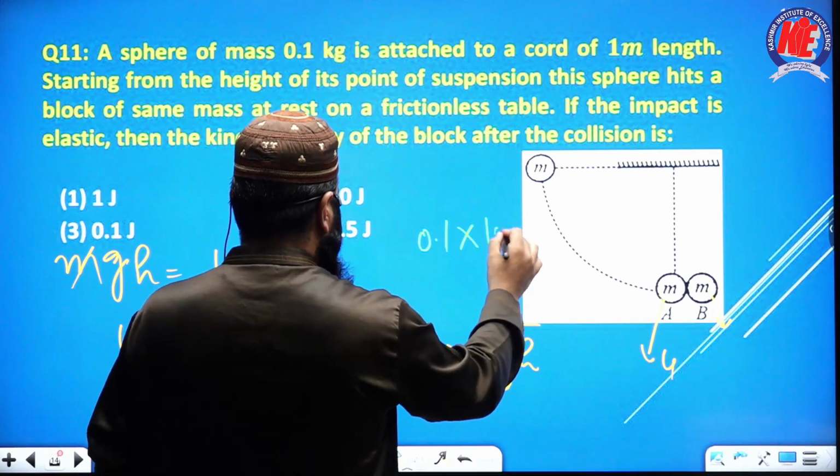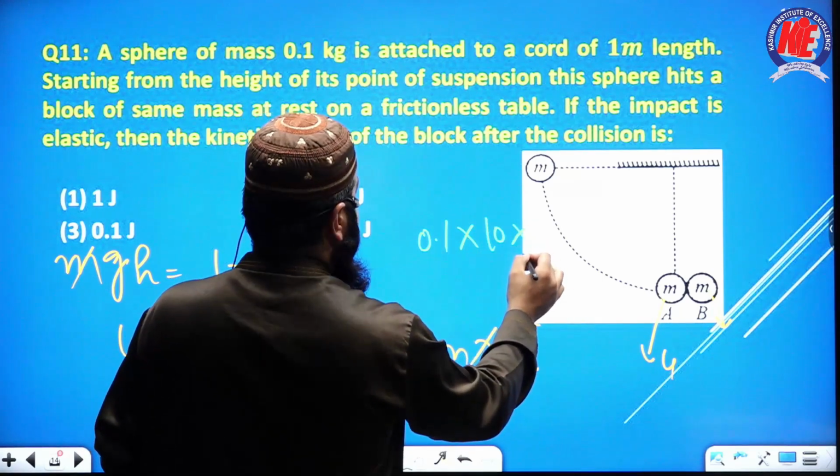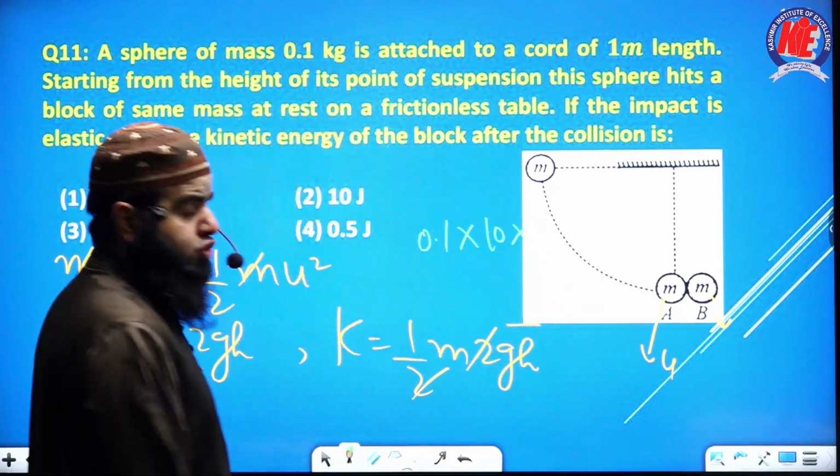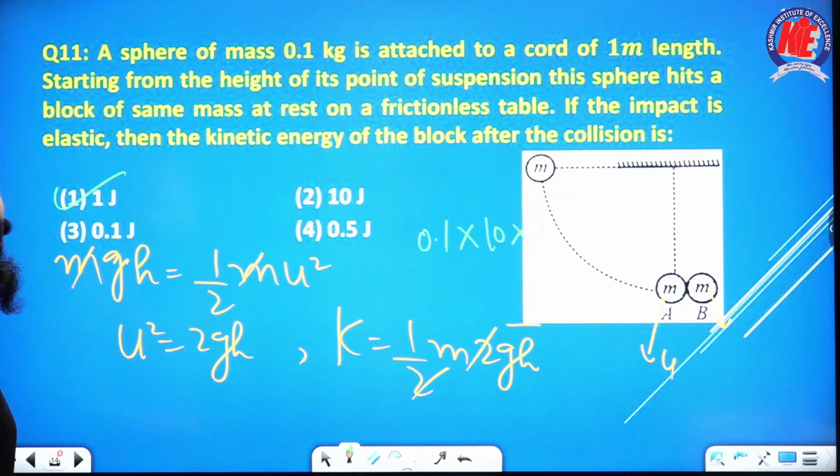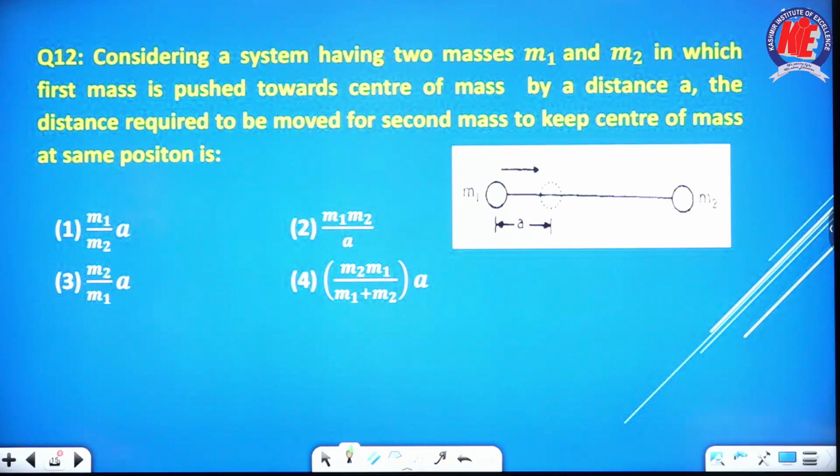mgh is 10 into h. What is height, by the way? Can you help me? 1 meter only. So 10 into 0.1 is 1 only. So 1 joule is going to be your answer. Next one.